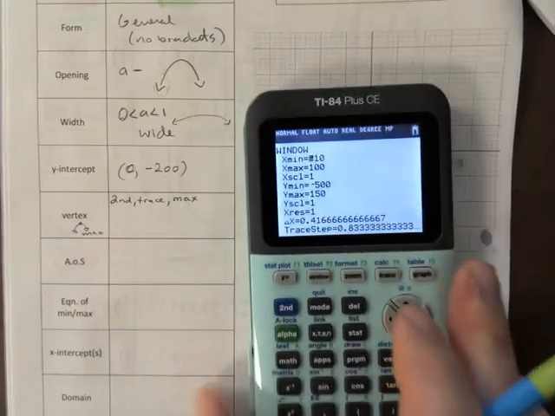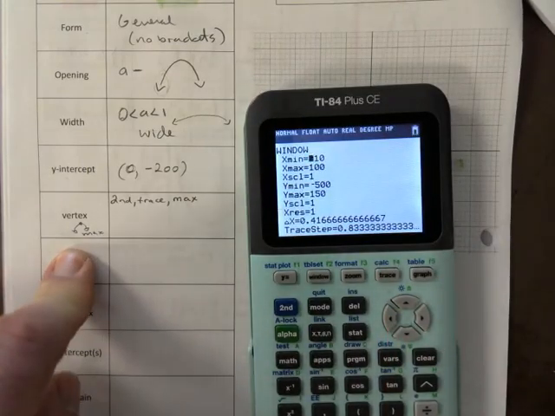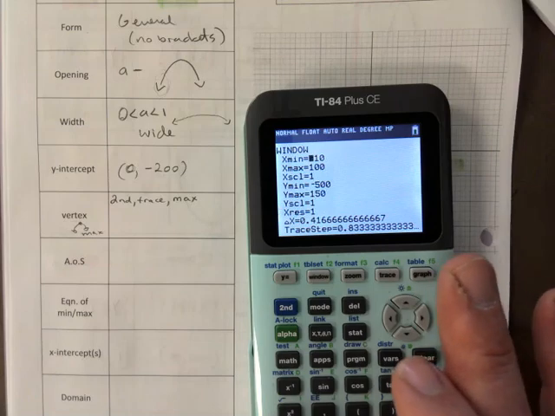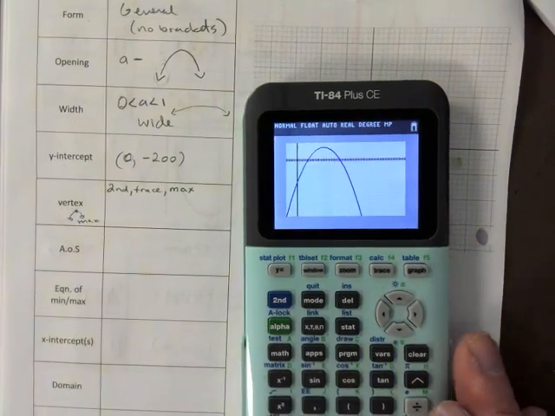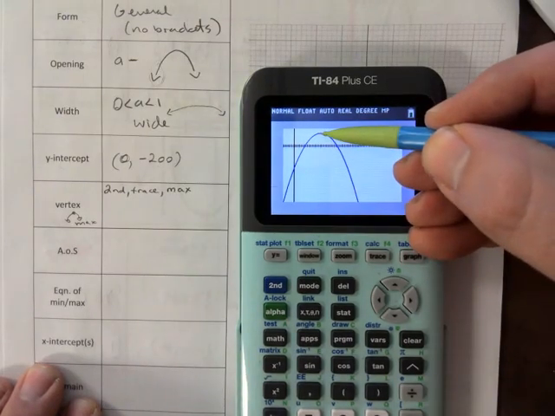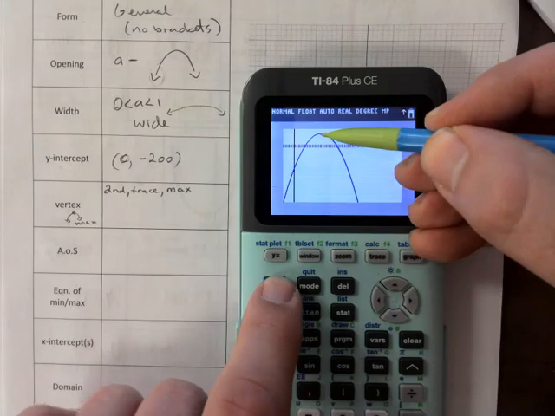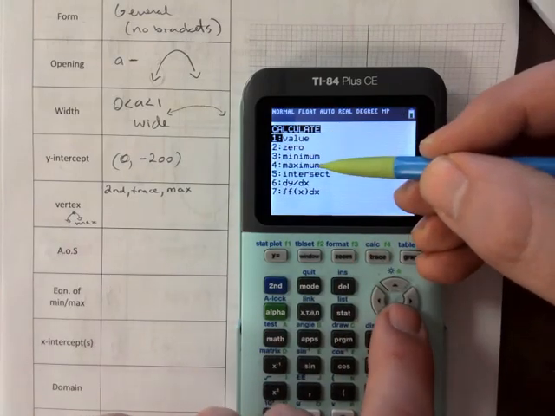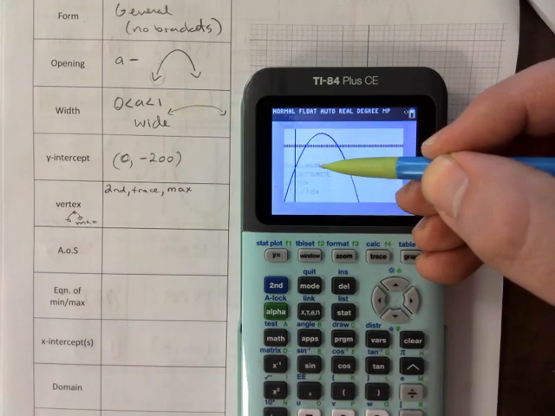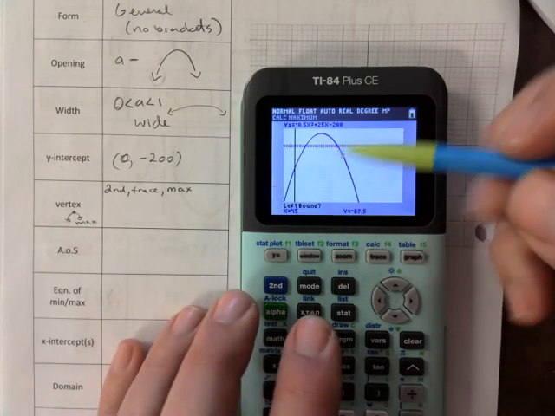For these to work, it is extremely important that you see the graph. If you cannot see it, it's not going to work for you. So hit graph. You should be able to see it. Now we're going to go find that vertex. We know it's somewhere where my pencil is, but please don't guess. Guessing is not good enough. You have to be exact. So you go second, trace, max, so maximum, right? Hit enter. And don't hit enter again, but watch what it says.